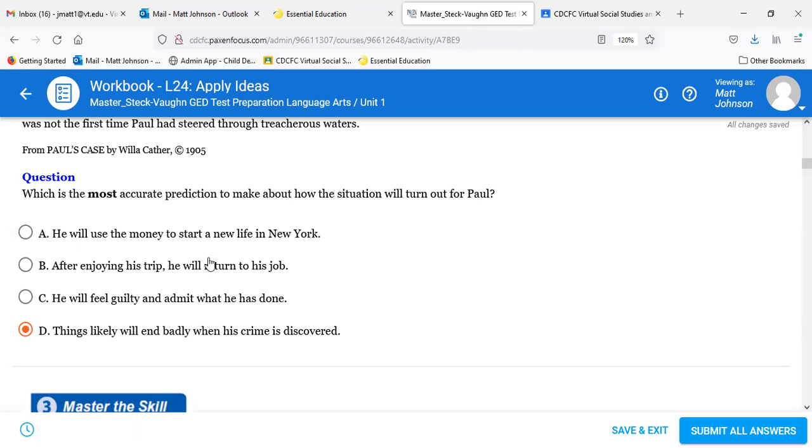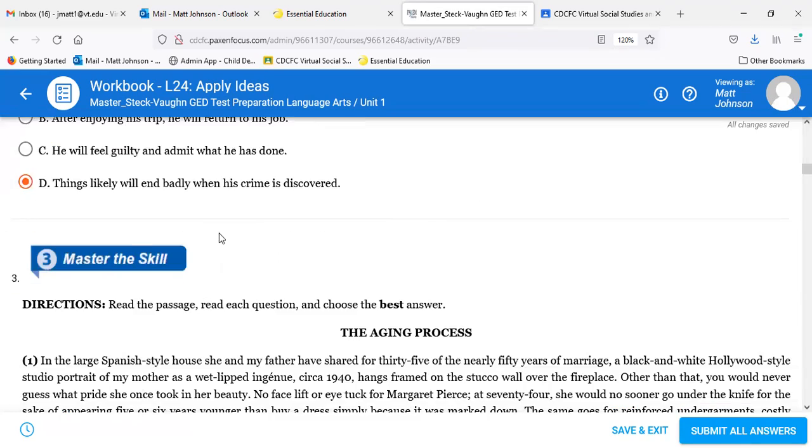And feeling guilty and admitting what he's done, yeah, I mean, that's possible, but what we've seen about Paul doesn't seem to be the type that's going to feel guilty about it. What he's done is very calculated, and he's skipping town with this money, so probably not going to feel guilty. That leaves D, which means he's probably going to encounter something when the crime's discovered in the next week. So D is in for 2.